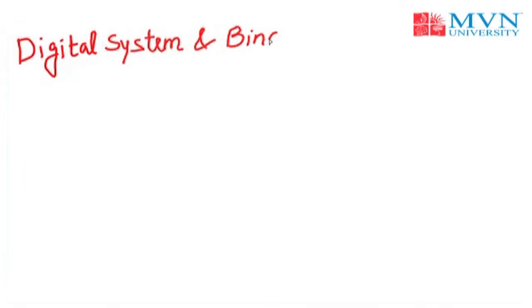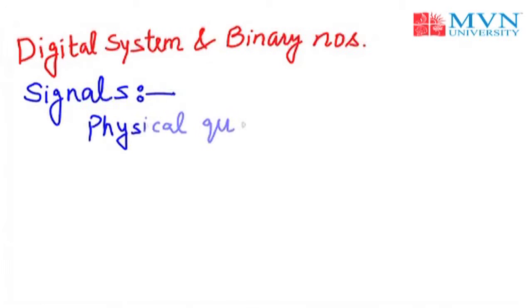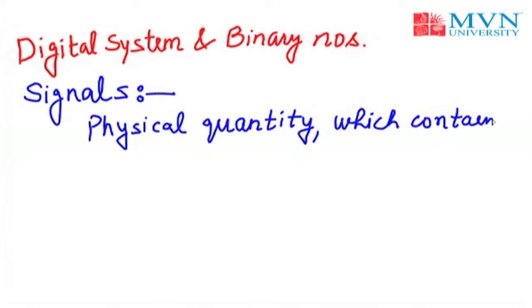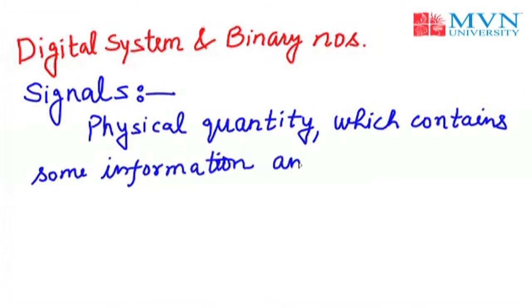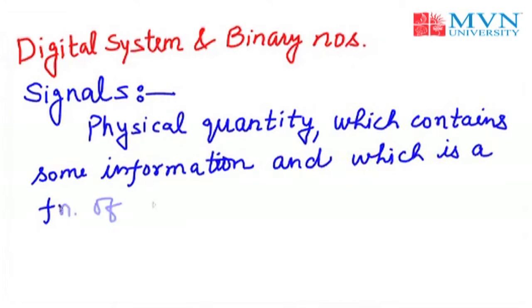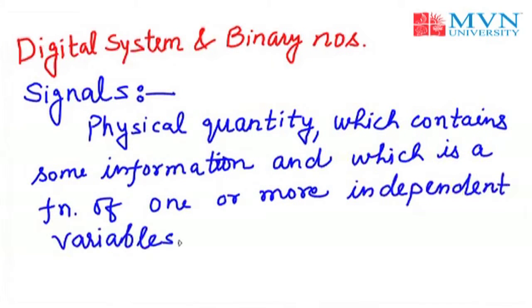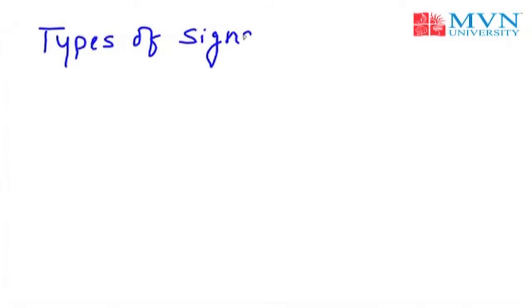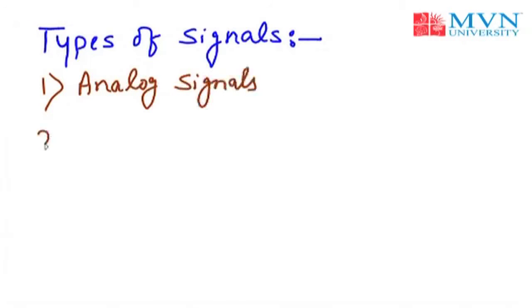Today we will start with digital systems and binary numbers. Before discussing digital systems and binary numbers, we will discuss the term signals. A signal is a physical quantity which contains some information and which is a function of one or more independent variables. In daily life, there are two types of signals.